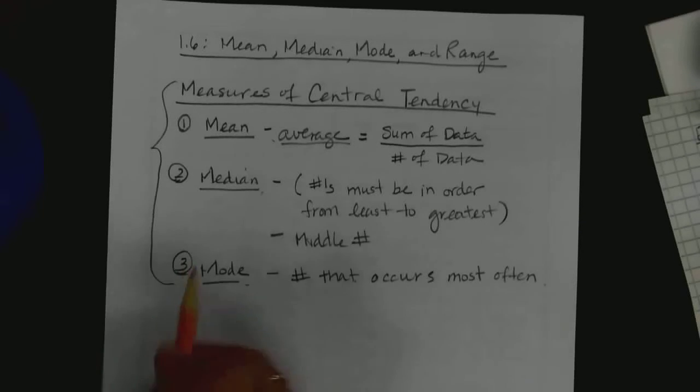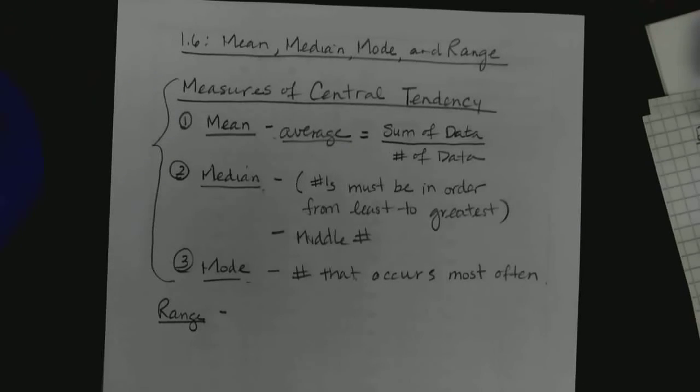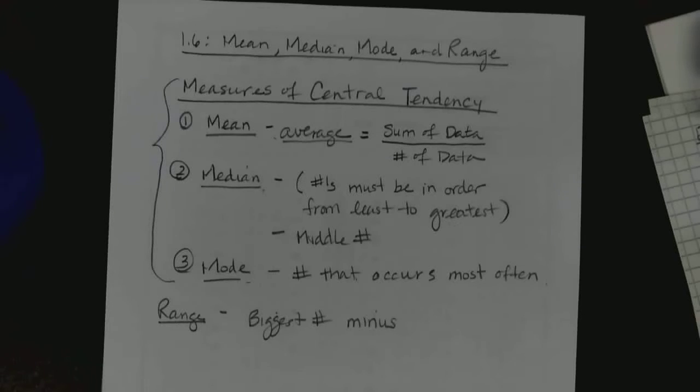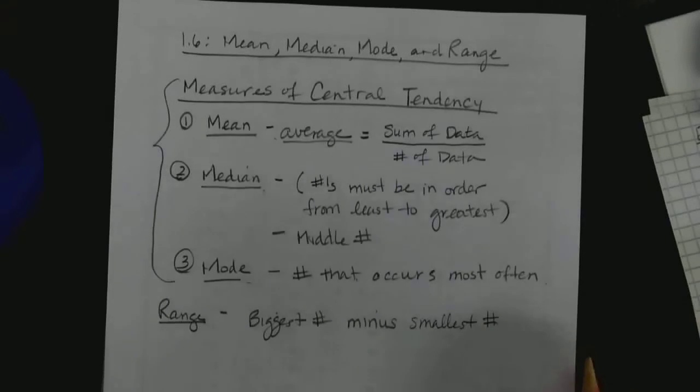Okay? And then the range is itself. What is range? Kyle, say it again one more time. Yeah, it is the biggest number minus the smallest. So I want to know how wide my data is, okay? So to find the range, big number minus the little, okay? So any questions with all these definitions? We're good? So everybody knows mean, median, mode, and range? Is that a yes? Okay.